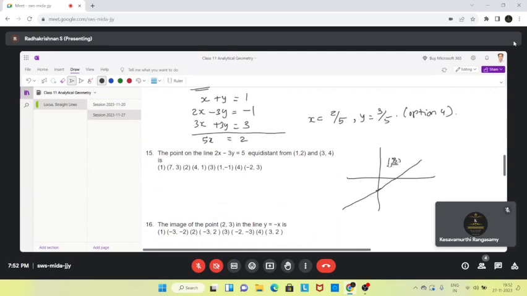And 3, 4. So in the point, x equal to 0 and y equal to minus 5 by 3. In the point on the y equal to 0, so x equal to 5 by 2.